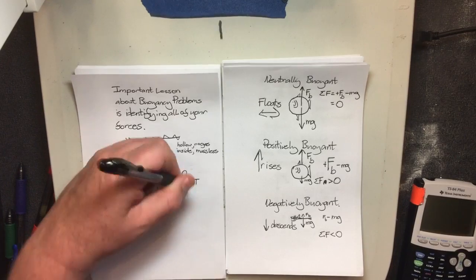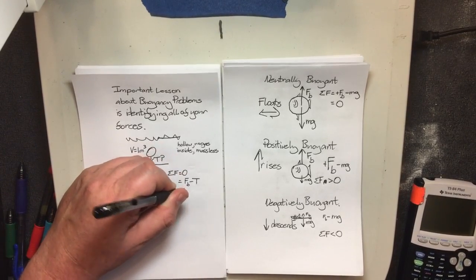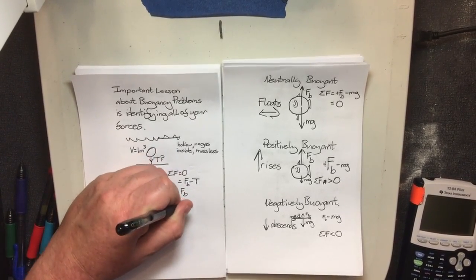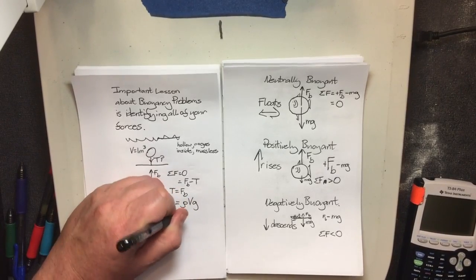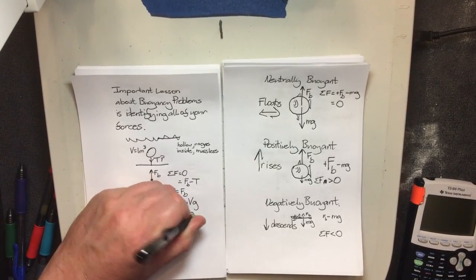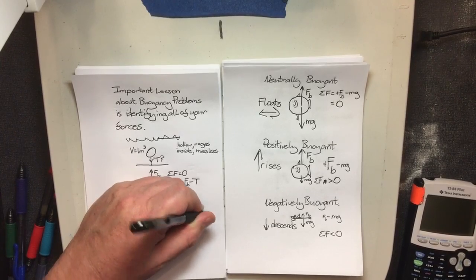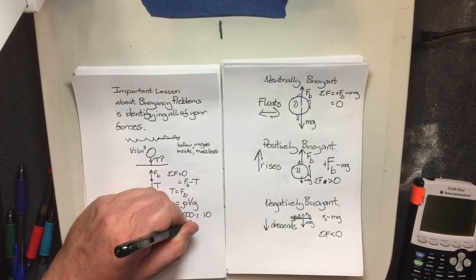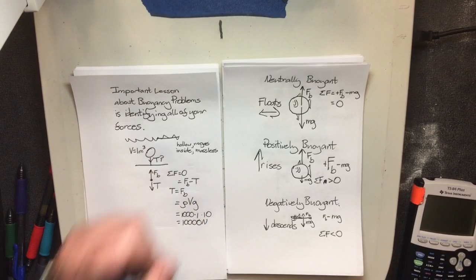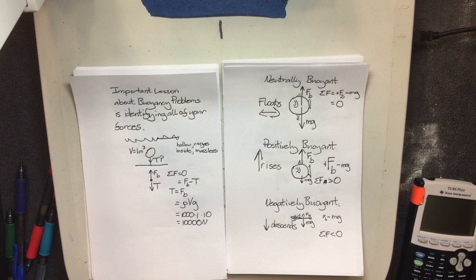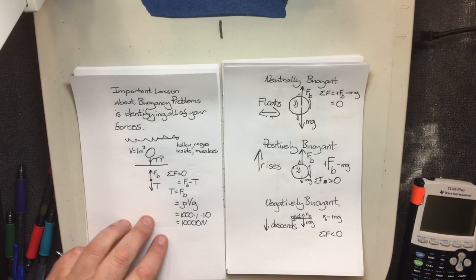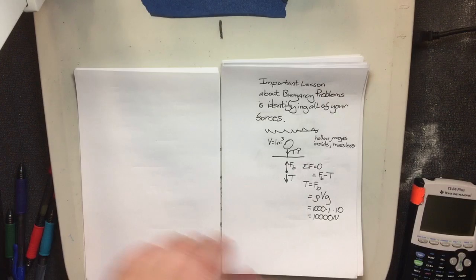F_B minus T, so T is equal to F_B, which is equal to rho V g, which is equal to 1,000 times 1 times 10, or 10,000 newtons. So that's an easy way to calculate tension. If you know the thing is massless, you know there's no oxygen inside, it's just buoyant force up and tension down. Now let's change it a little bit.